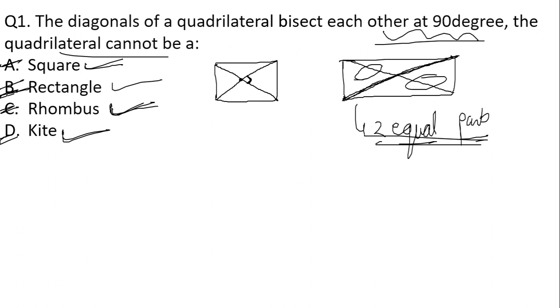So here the question is about the diagonals of a quadrilateral bisecting each other at 90 degrees. In case of square it bisects, in case of rhombus as well as in the case of kite. But in case of rectangles, they do not bisect each other at 90 degrees. Actually they divide the rectangle into two equal parts. So this is the correct answer for the given question.